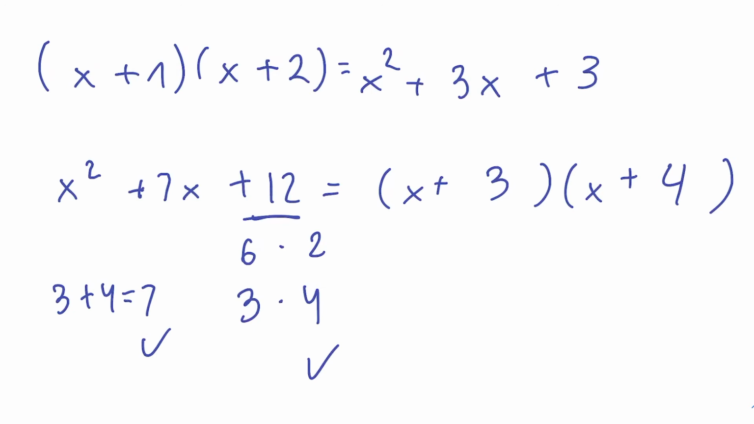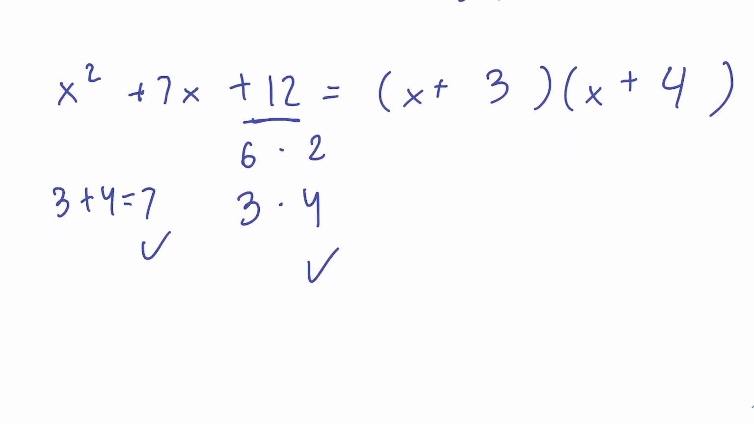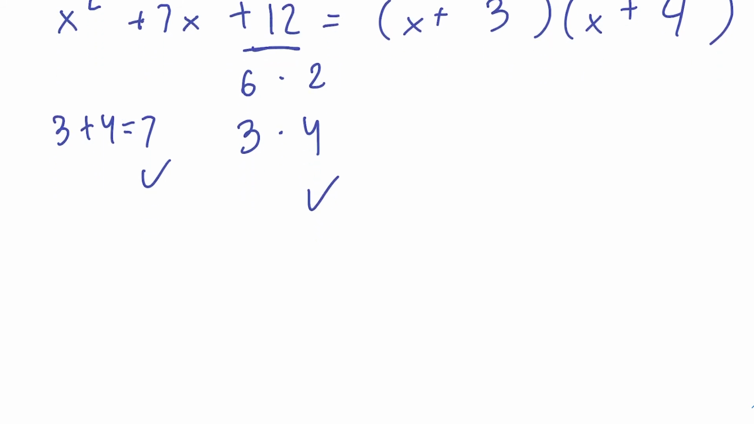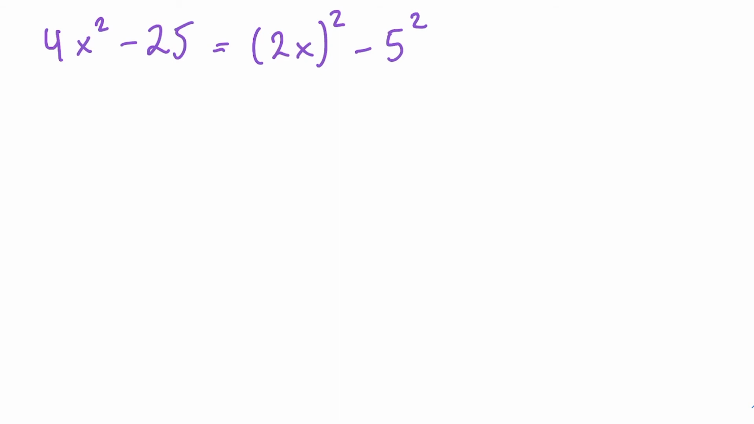So now let's look at another example. So let's factor some of these equations. So what if we had 4x squared minus 25? So here we would be using the fact that we could have 2x, we could square it, and we could have minus 5 squared. So that way we know that this will be equal to 2x plus 5 and 2x minus 5.